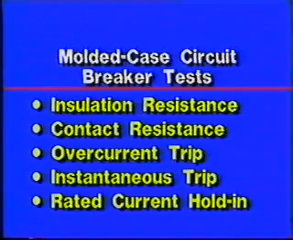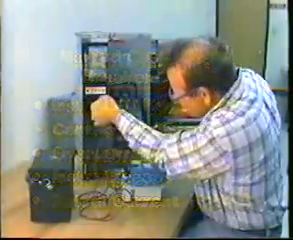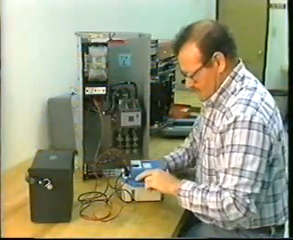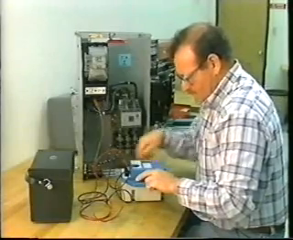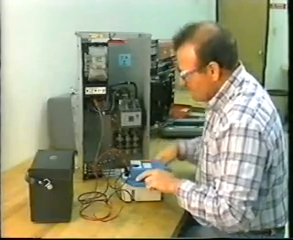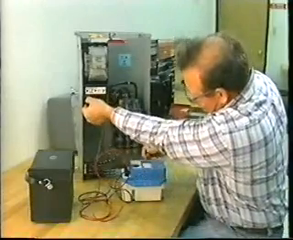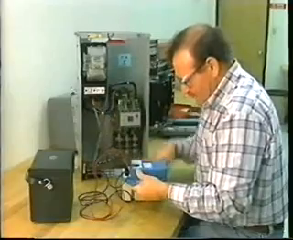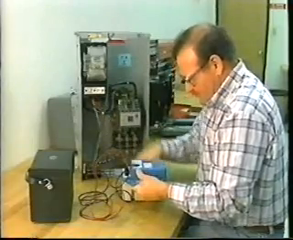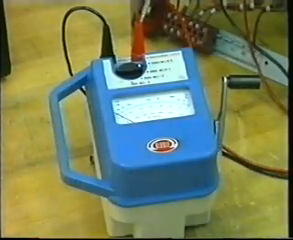rated current hold-in test. An insulation resistance test is used to determine the quality of the insulation between adjacent poles of a circuit breaker and from its poles to ground. The resistance test is made with direct current voltage to determine the actual resistance of the insulation. The more common method uses a Megger-type instrument.